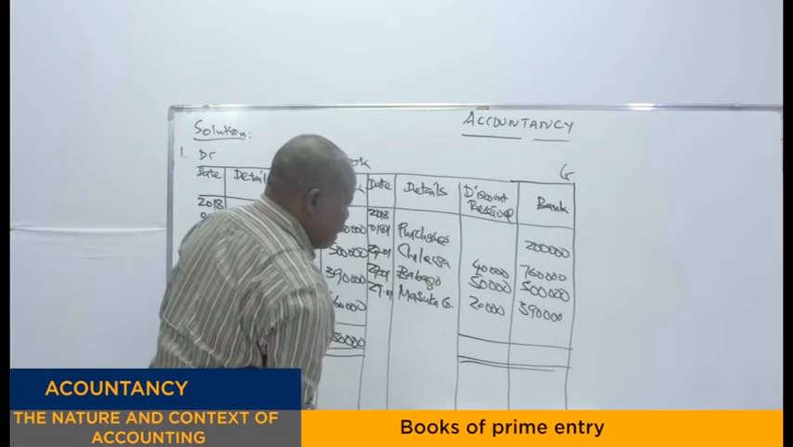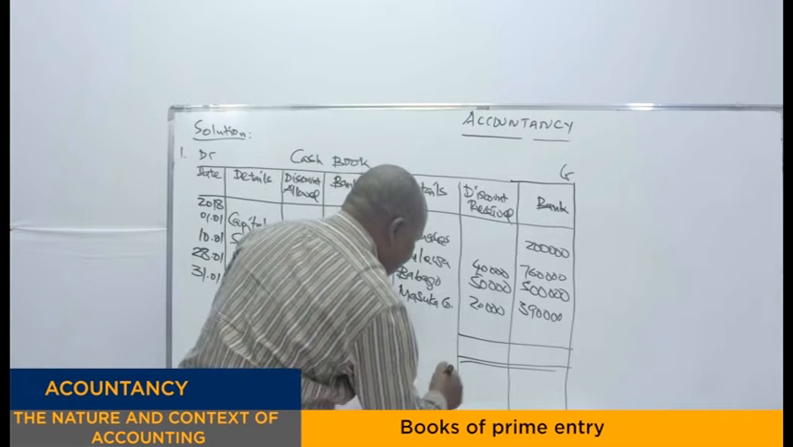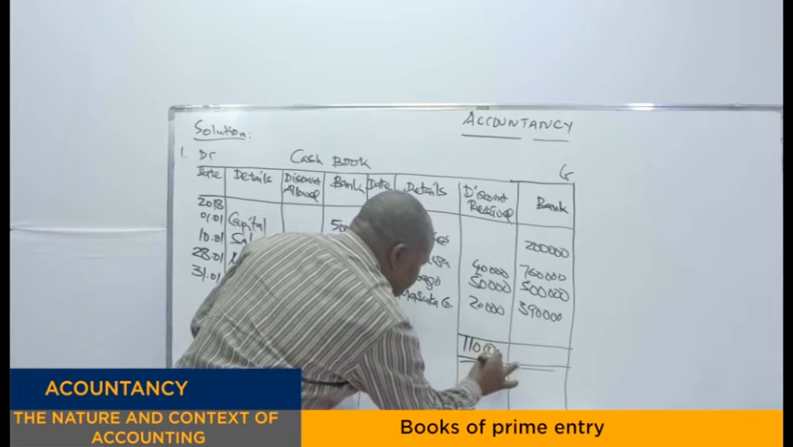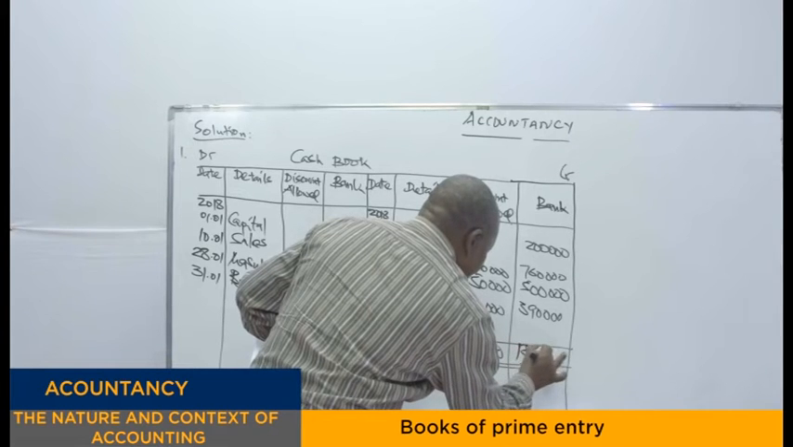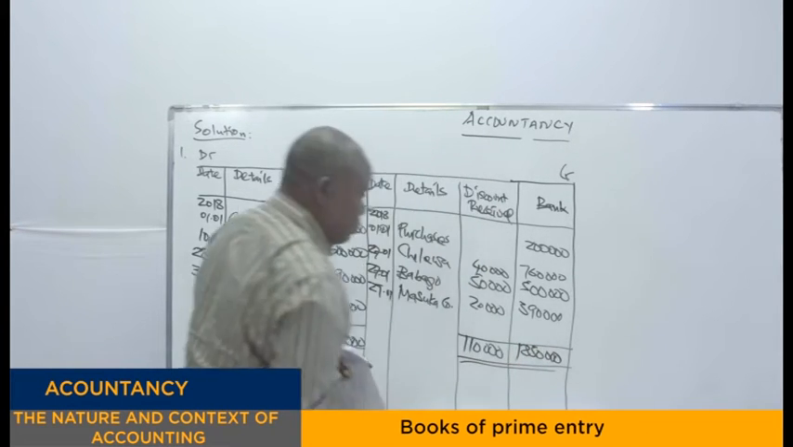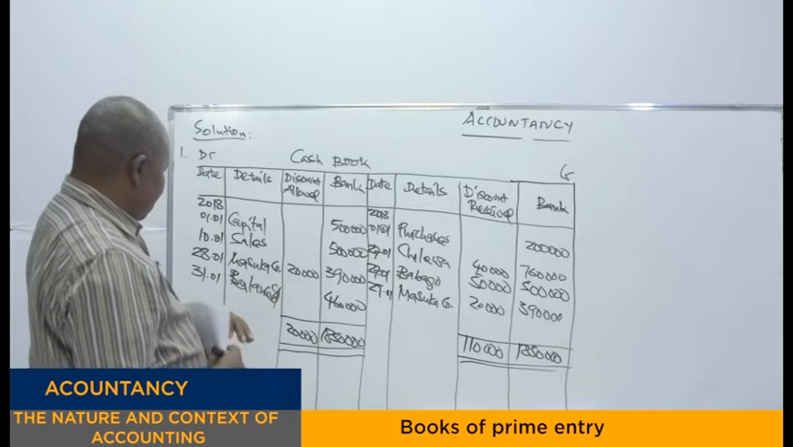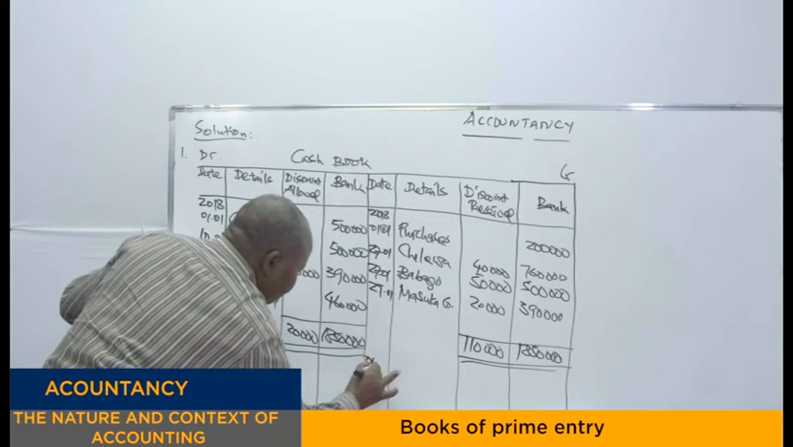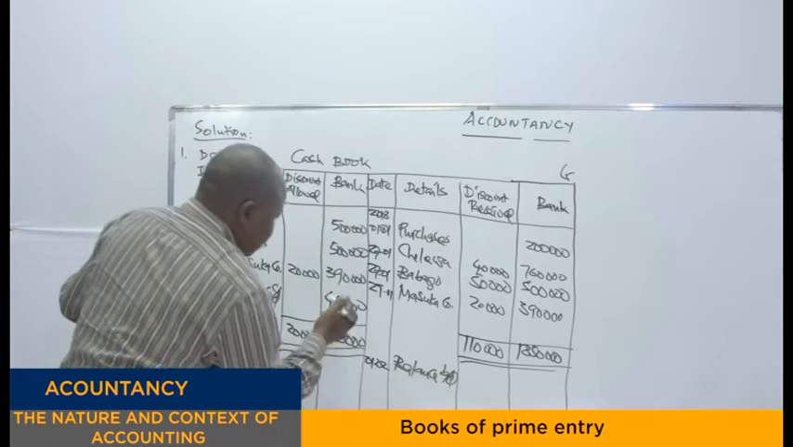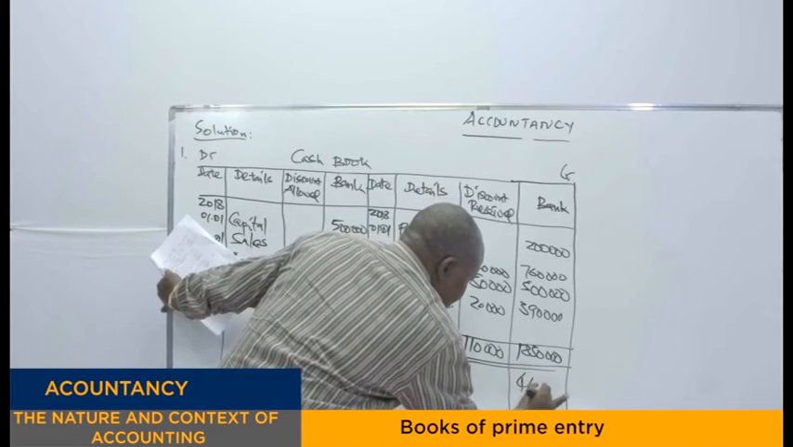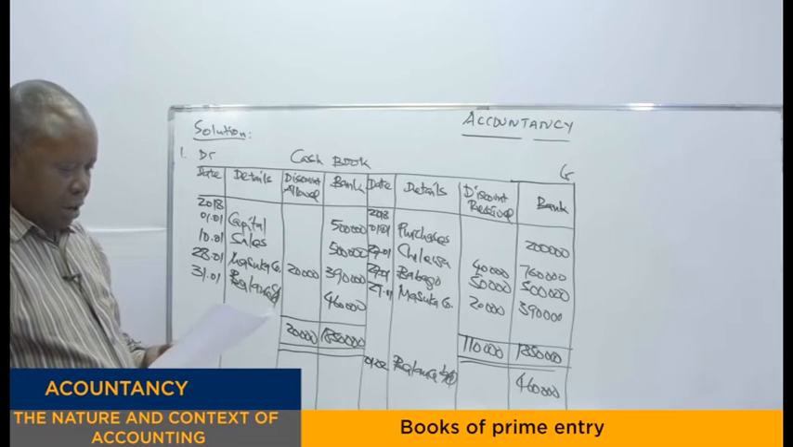Now here, the total discount received, it's 90 plus 20, it's 110,000. So 110,000, and here the total will be the same with this one. This is 1,850,000. So our balance brought down now will be on the credit side to show the overdraft. And this is February now. First of February, balance brought down. It's this overdraft of 460,000. So this is our cash book and a special bank column.